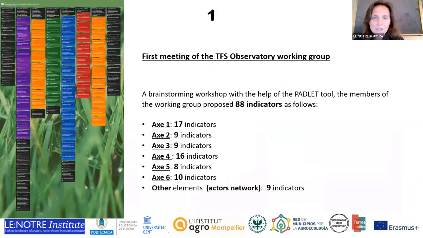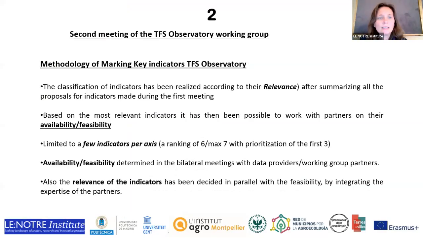So after the first session, we invite everyone to propose indicators, and we arrive at these numbers, 88 indicators distributed as seen in the picture. Then we try to have a methodology of selection in function of availability and feasibility, and to select only a few relevant indicators per axis, and then to check again with the data providers to see if the data is available, and if the indicator is relevant based on the expertise of the partners.